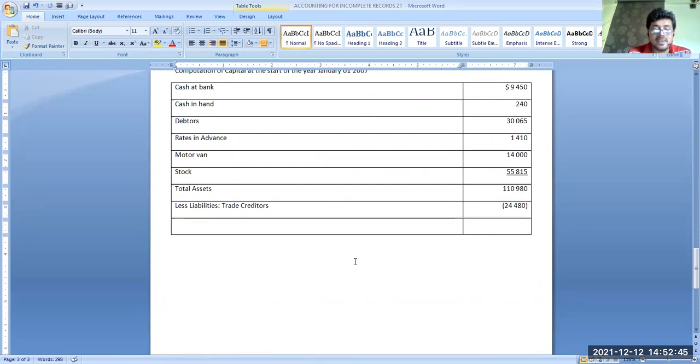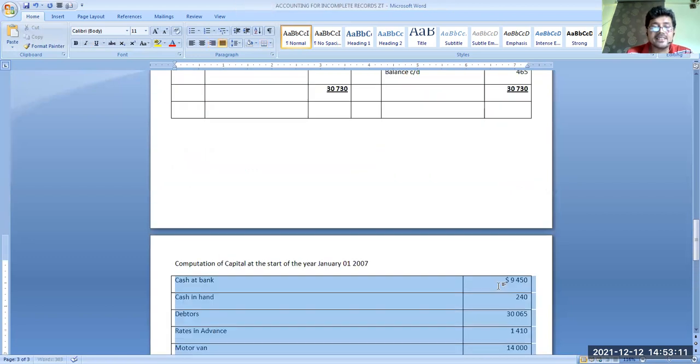And we'll get it here, capital at start. How much? Minus 24,480, $86,500 is your capital at start. Okay, this is done. Next.